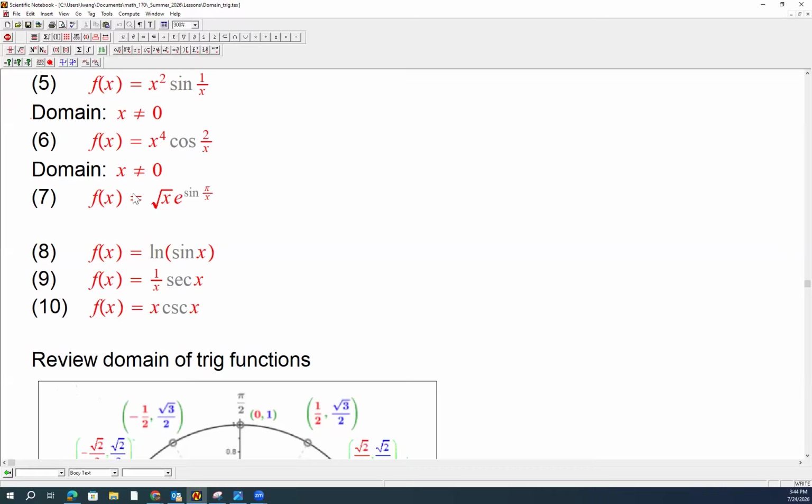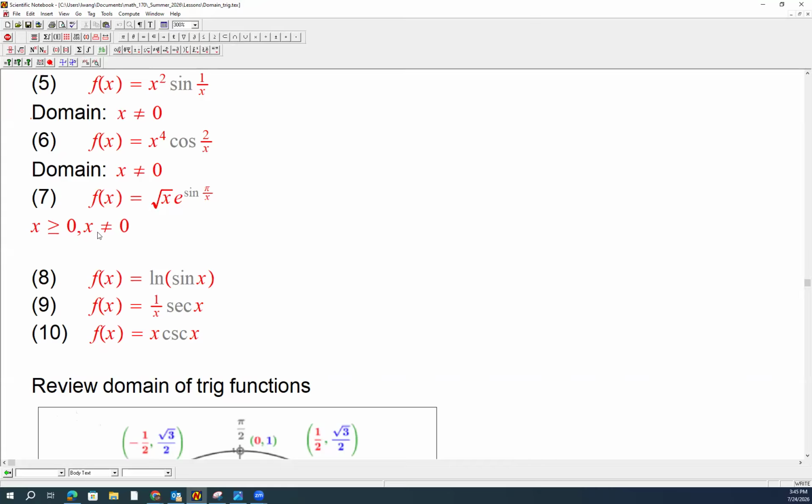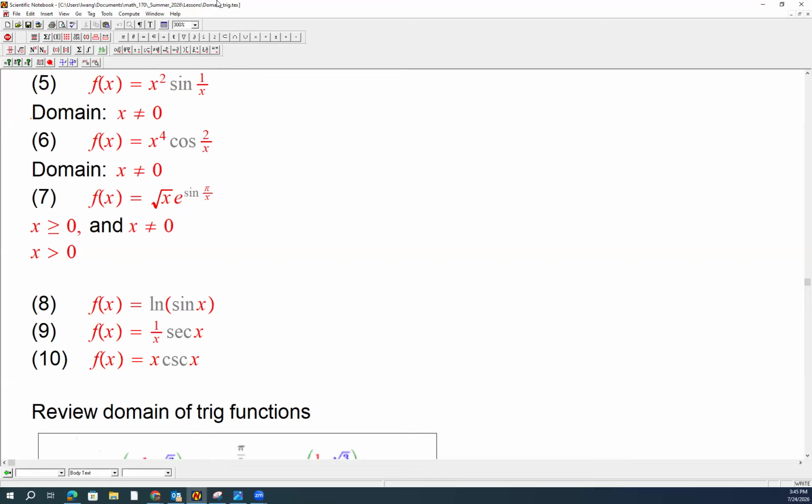Number 7, however, we need to consider two things. We have a square root here. The square root requires x to be greater than or equal to 0. And this pi over x requires x cannot be 0. We need to combine these two. So the conclusion would be x has to be positive, and therefore we have our domain.